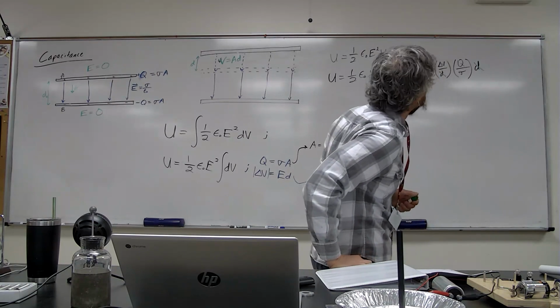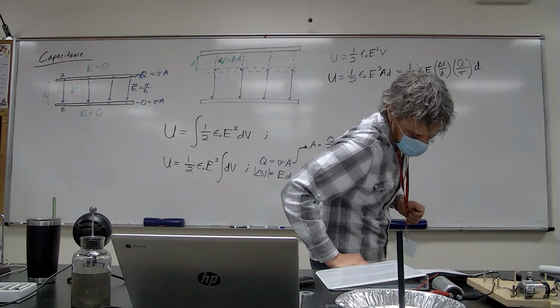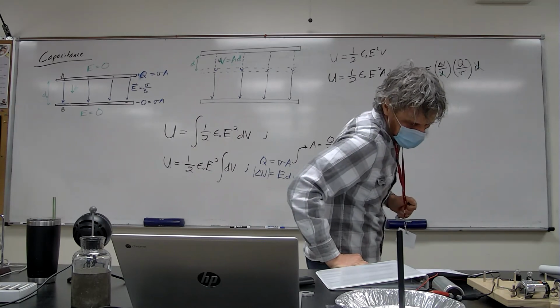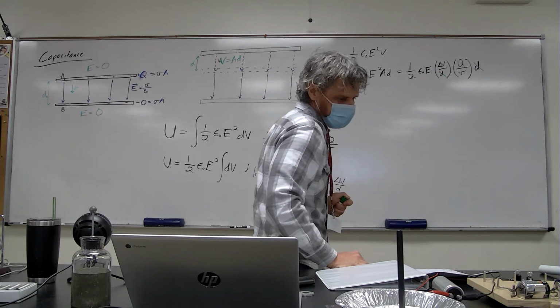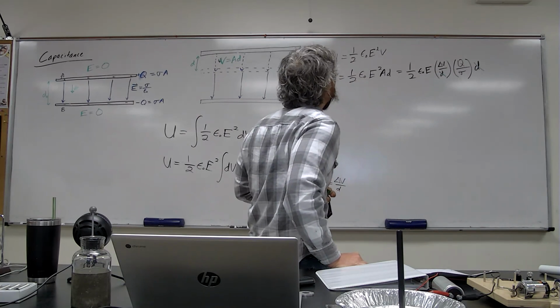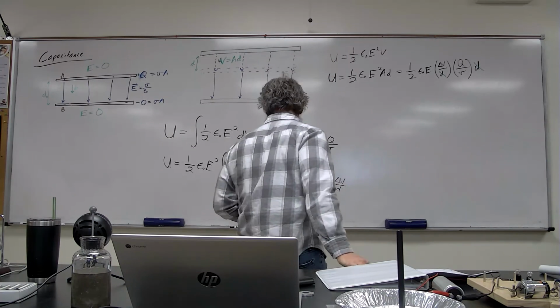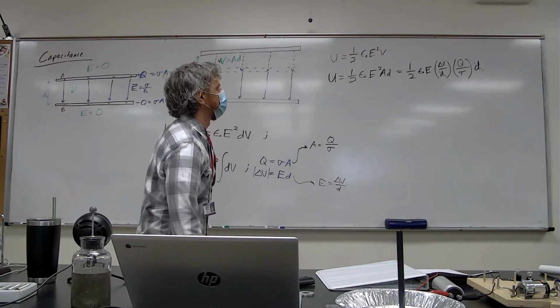And I have... where's my Q? Q's still there. The suspense is killing me, Mr. Green. Does E simplify as sigma over epsilon naught? Or should we replace delta V with Q? Well, we don't want to do that.